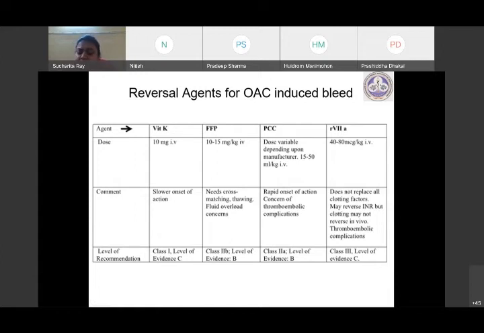The problem with FFP is that it does not have all of the agents required for doing this. It induces a huge amount of fluid overload. You need almost 10 or 8 FFPs to do it. So the additional intravascular load sometimes aggravates the bleeding size. And finally, it also has cross-matching and other concerns. So that is taken care of by the PCC. It's only a small bottle like that of albumin, and it has a rapid onset of action. Sometimes, though, it can precipitate thromboembolism, but in this patient, obviously, life will be paramount, so that needs to be done.